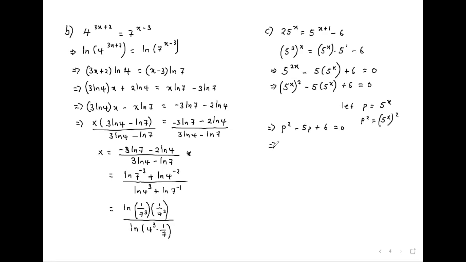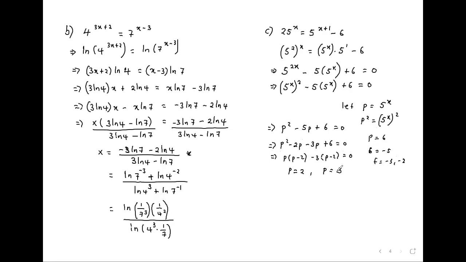So the product is 6, and since the sum is -5, the factors will be -3 and -2. So we have p squared minus 2p minus 3p plus 6 is equal to 0, implying that p minus 2 times p minus 3 is equal to 0. So p is equal to 2. Also p is equal to 3.